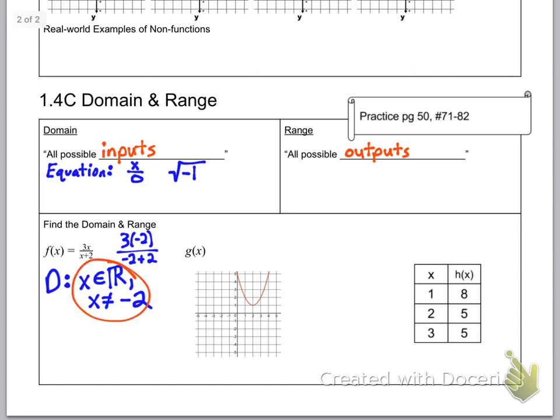And this right here is how we write that. x is in the set of all reals, except, comma, x cannot be -2.